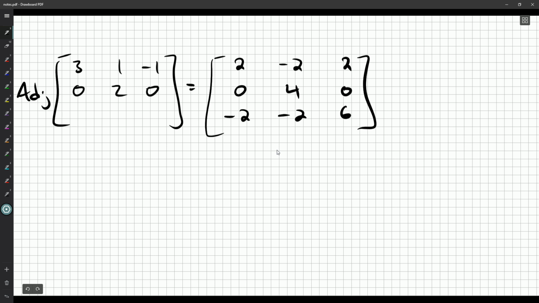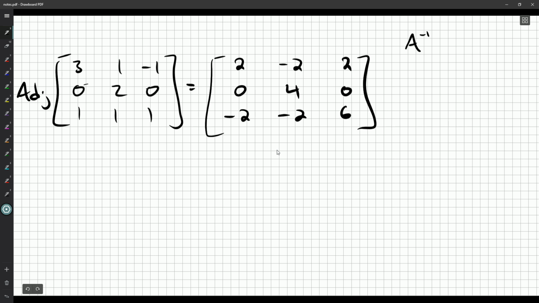0, 2, 0, 1, 1, 1. And you might notice some similarities. There's zeros in almost the same positions, which is kind of cool. Anyway, all right, so we've got the adjoint. There it is. Now we use this as a stepping stone to find the inverse.